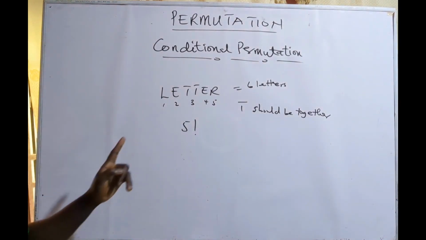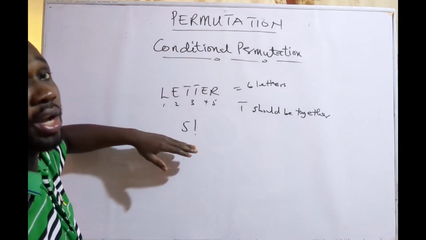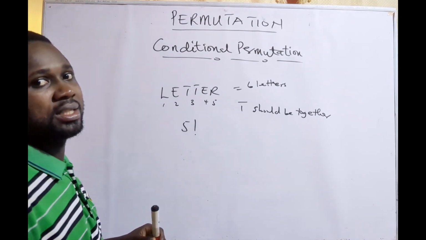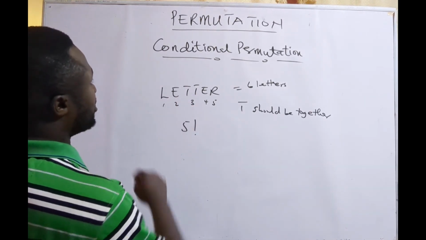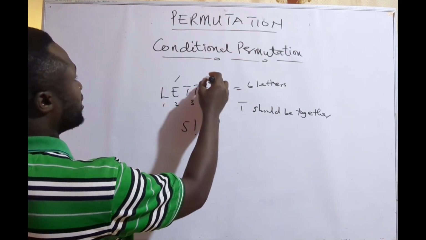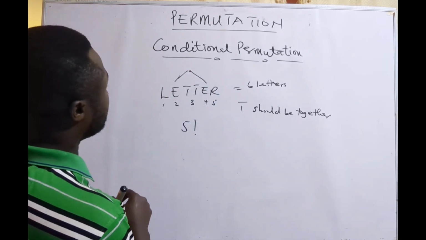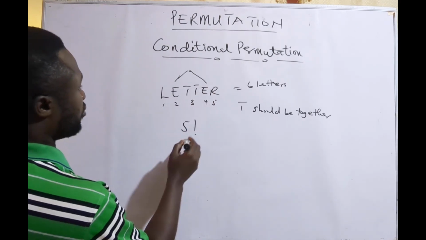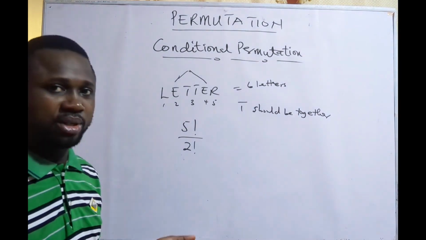And what we should take note of, though the T's are together, is that my arrangement is 5 factorial. What we should take note of is to look if there is any other letter that also repeats. So let me see if there is any other letter that also repeats. There is E. E here is 2 times. The L is only 1 and the R is only 1. So since the E are 2, I'm going to divide by 2 factorial. I believe that is clear.